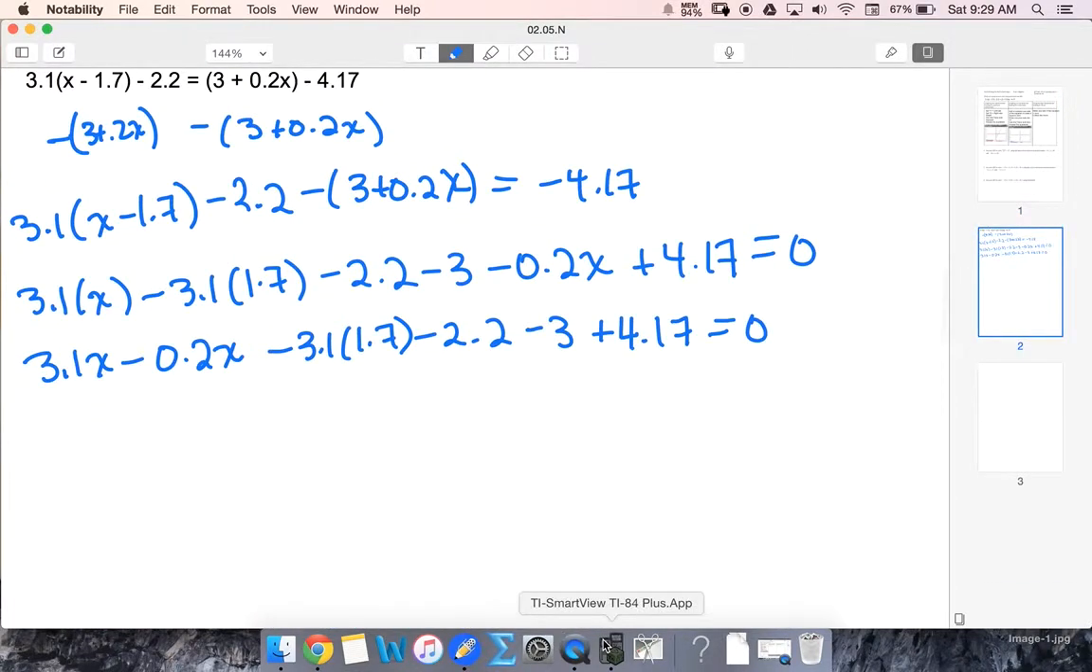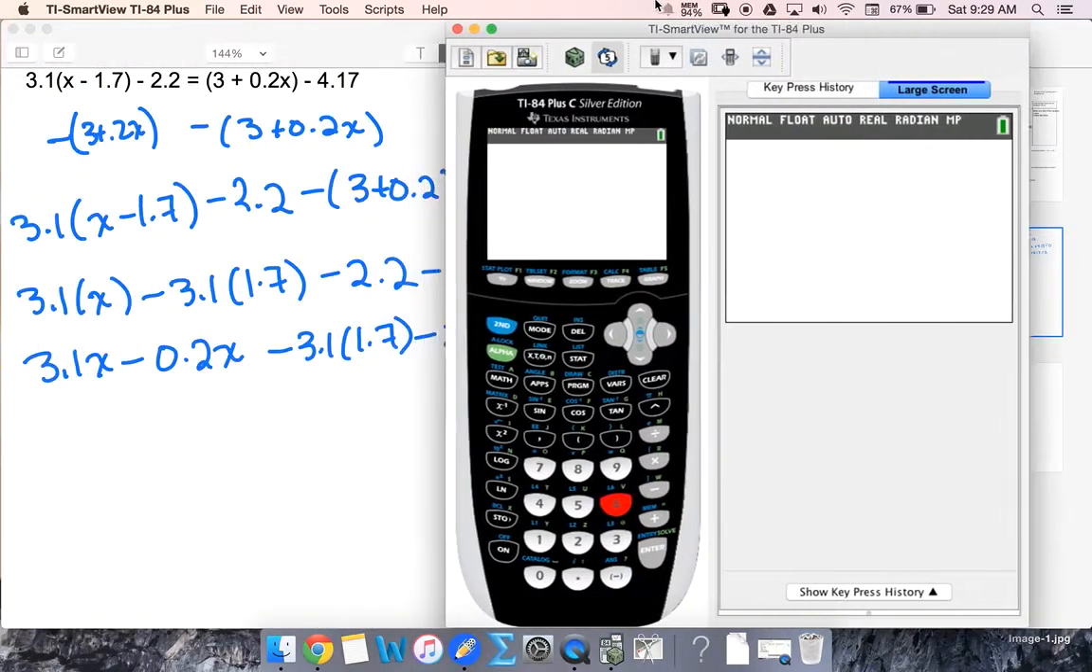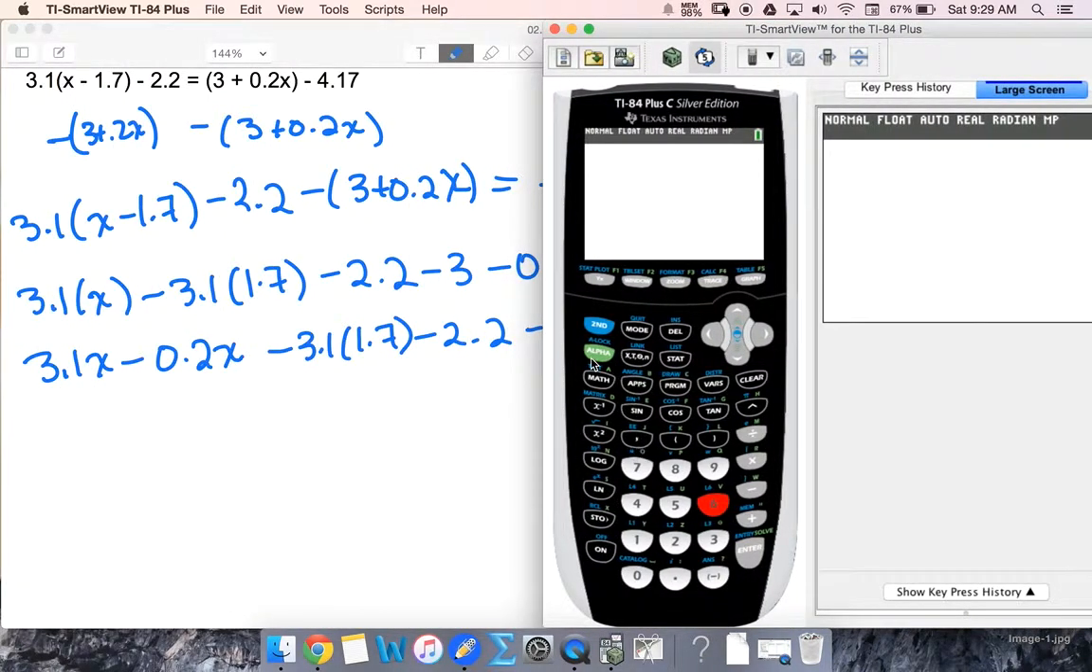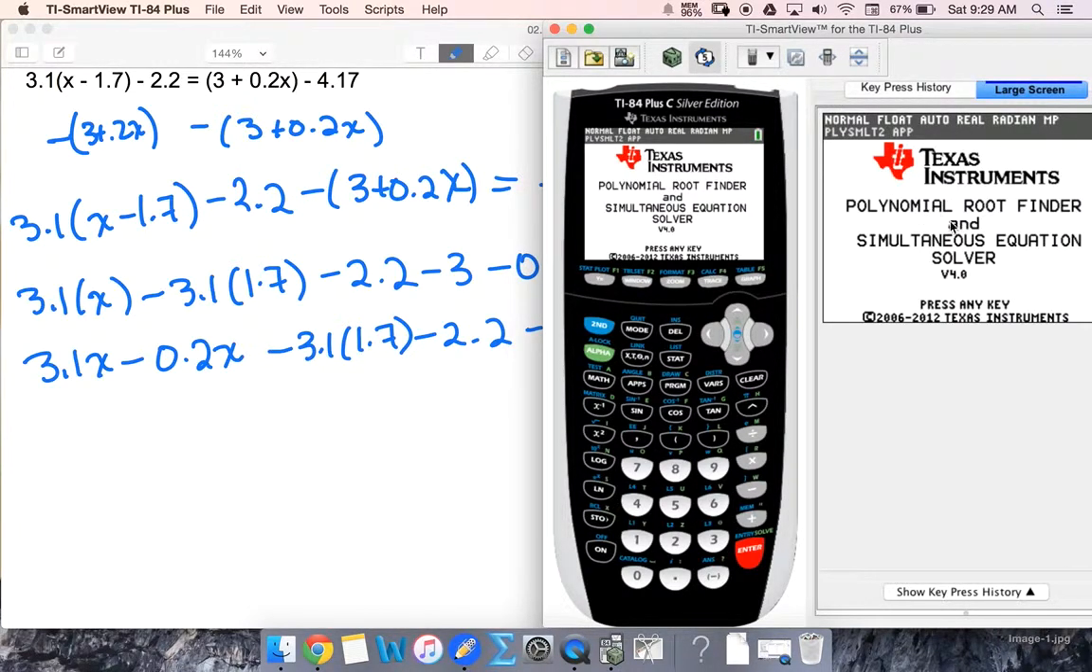So coming into my calculator, I'm going to go into the apps menu. So my apps is here. And your calculator might have a lot of apps here. If it does, push the alpha and then 8, because that's going to give me the letter P, and it's going to show you all the apps that have P in them. So we want PlySmlt2. Again, if you don't have it, come see me. So this finds us roots or solves simultaneous equations. Right now we're looking for roots. Those are the x-intercepts, or where it's equal to 0.